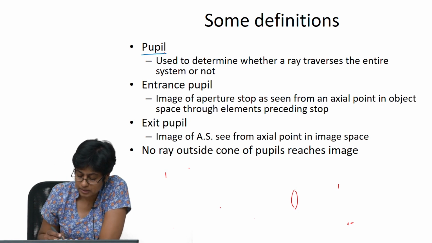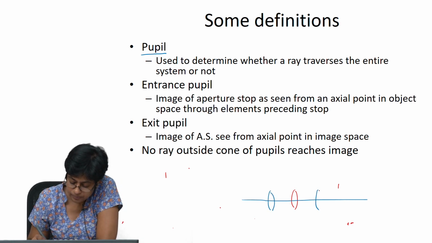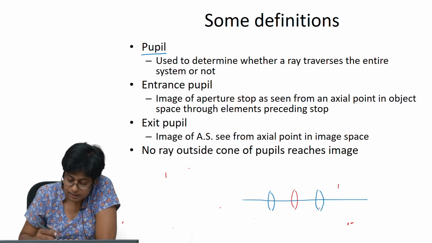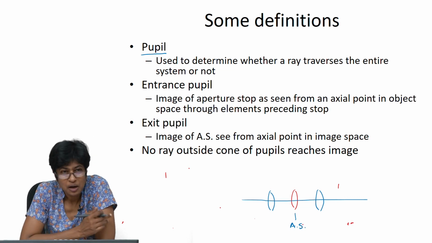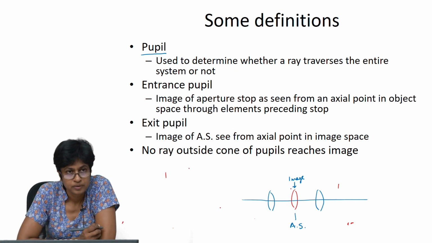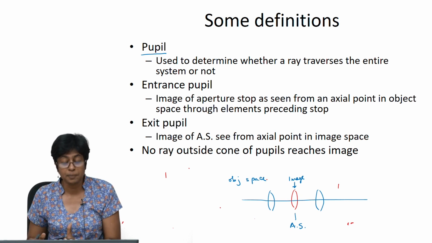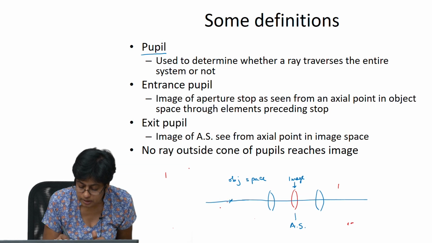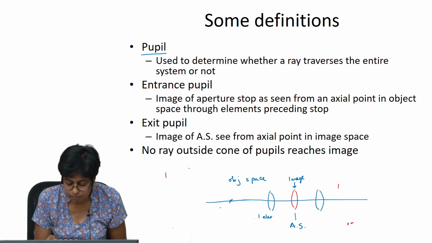So, what are these two pupils? If I have a lens, and let's say I have a system with several lenses, and, we'll see later why, suppose this was the aperture stop of the system, how would I find out what is the entrance or the exit pupil? The entrance pupil is the image of the aperture stop as seen from an axial point in object space through all the elements preceding the stop. In this case, there is one element preceding the stop.